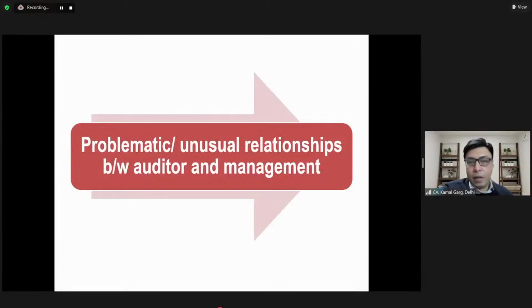So these are certain issues which auditors generally face when they go for audit. And these issues I have taken up from my experience by virtue of audit exercise. And just see the issue first of all.